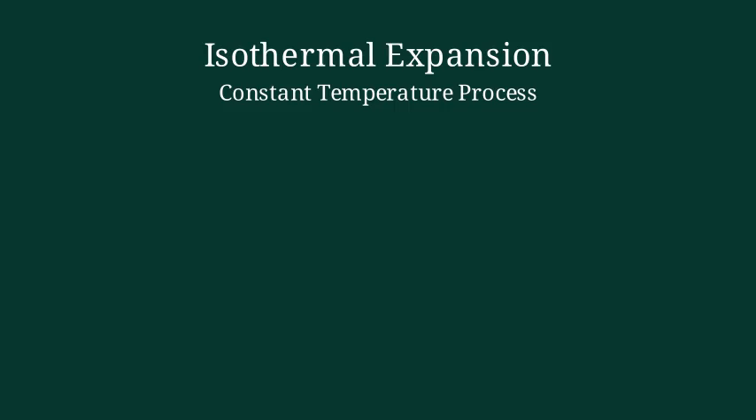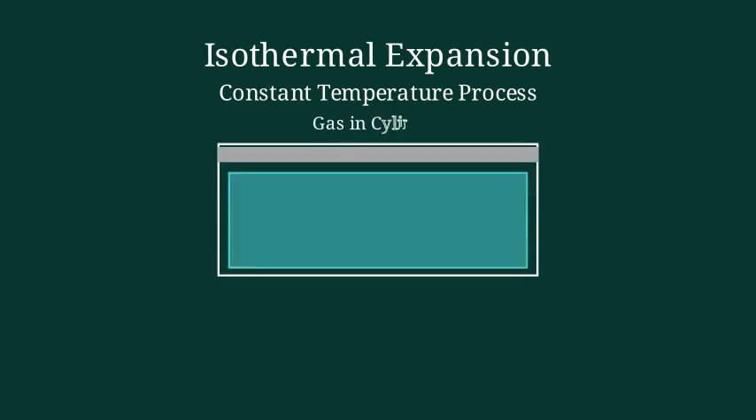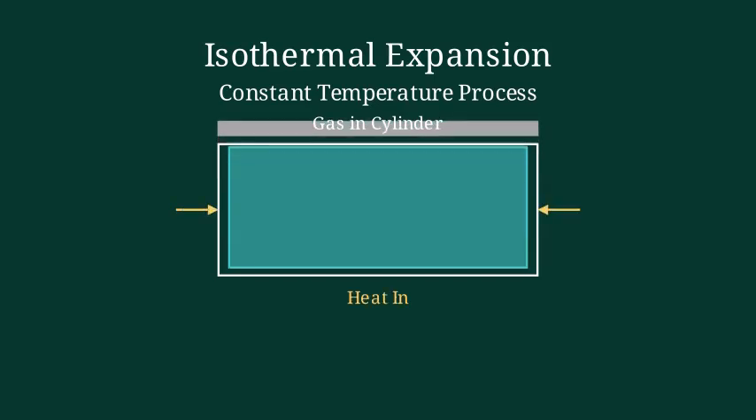Today we will explain isothermal expansion in thermodynamics using clear visuals, the ideal gas law, and a full derivation of the work done. Let's visualize a gas in a cylinder with a movable piston. In isothermal expansion, the gas expands, but the temperature stays exactly the same. To keep temperature constant, heat must flow in. The word isothermal means same temperature.